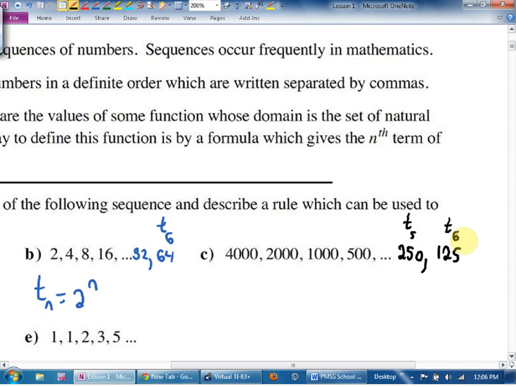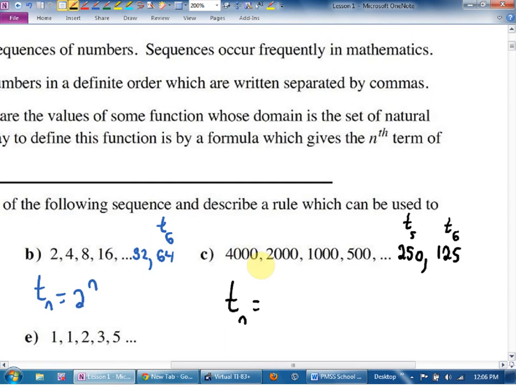Can anybody come up with an equation so that when I put a 6 in it, I get 125 as an answer? When I put a 5 in it, I get a 250 as an answer? When I put a 1 in it, I get a 4,000 as an answer.